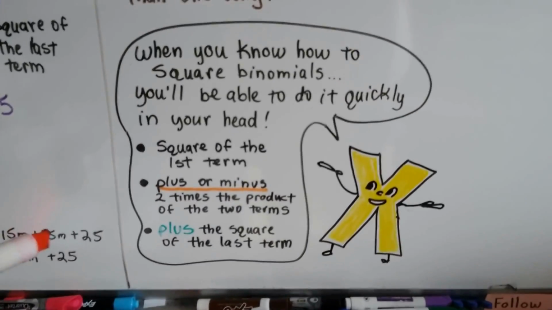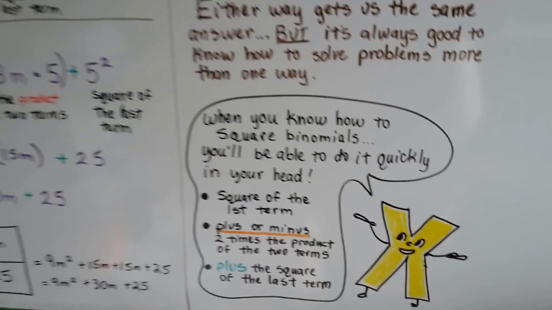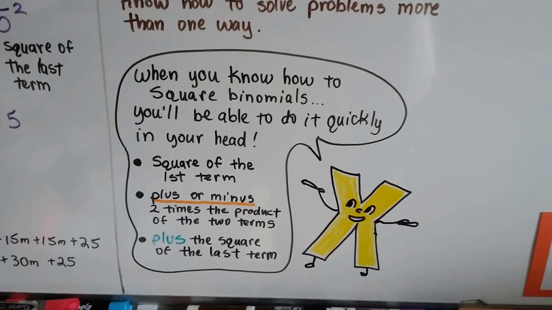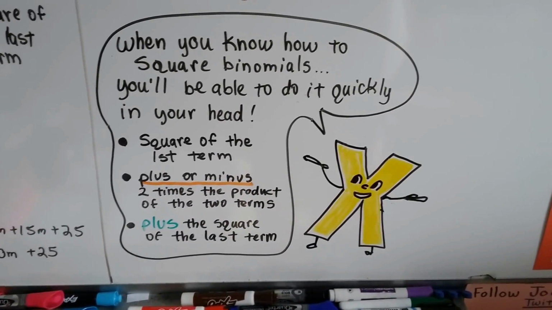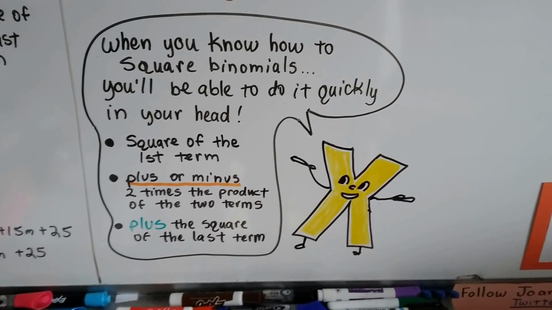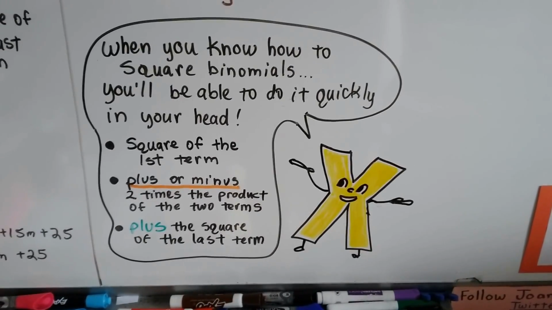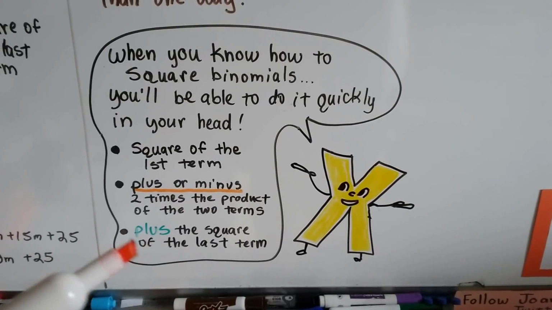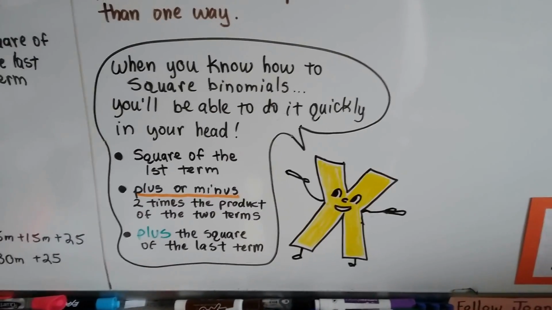Now, when you know how to square binomials with the way we just talked about, you'll be able to do it quickly in your head. You get the square of the first term, then you do plus or minus 2 times the product of the two terms, you multiply them, then you just add the square of the last term, okay?